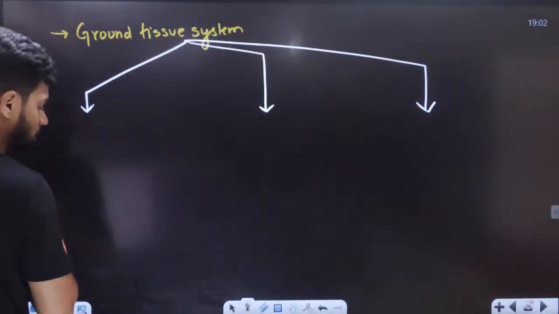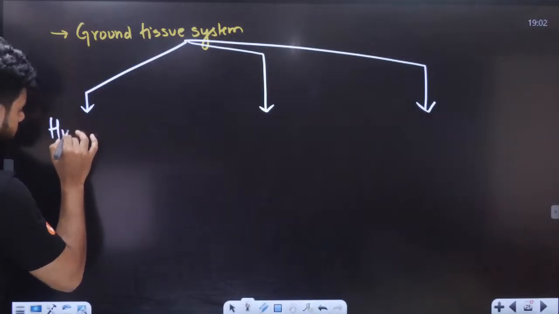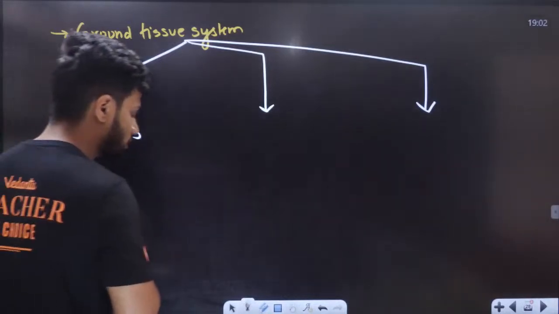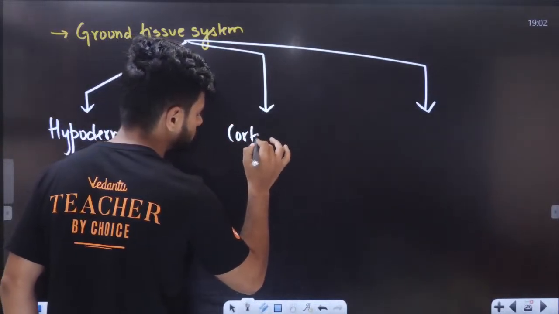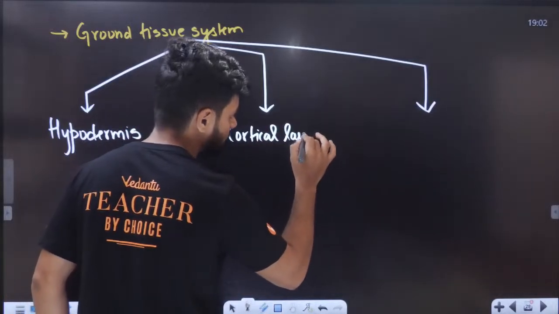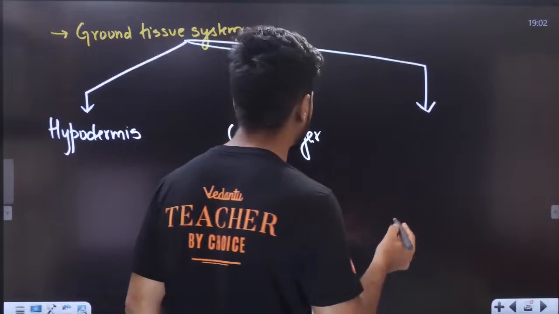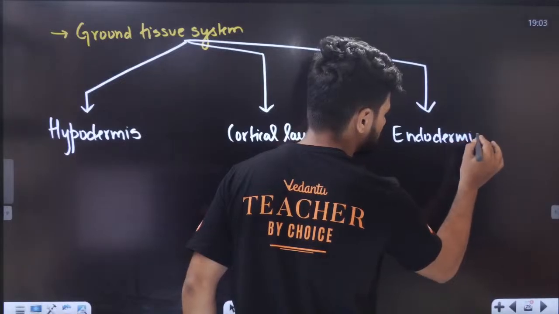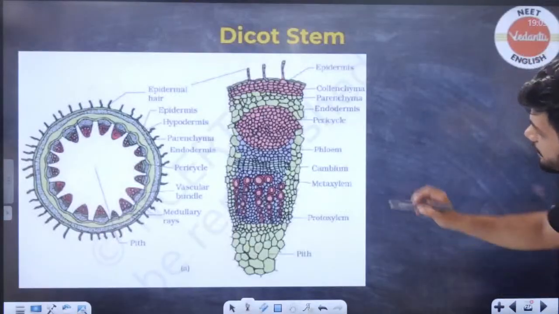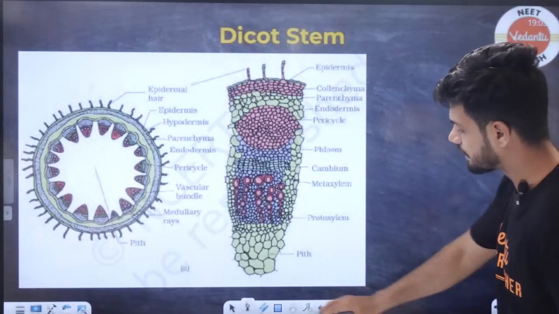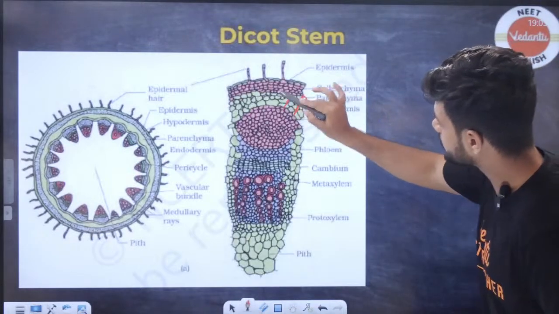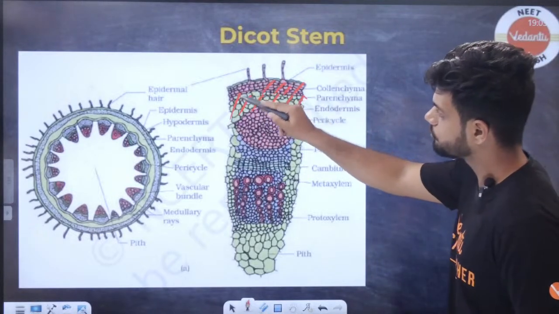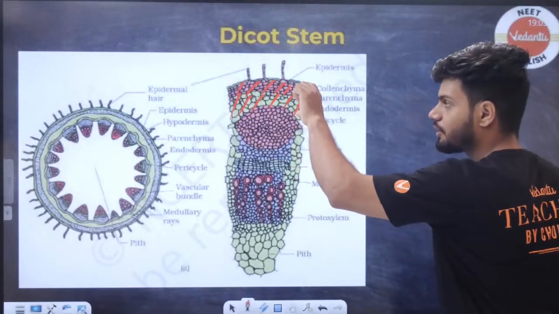The first one is called your hypodermis. The middle one is called cortical layer. And the innermost of the cortex is always endodermis. See this, all of you. This entire thing is called your cortical layer. The entire chunk from here is called the ground tissue system.